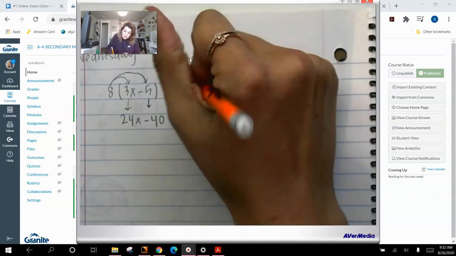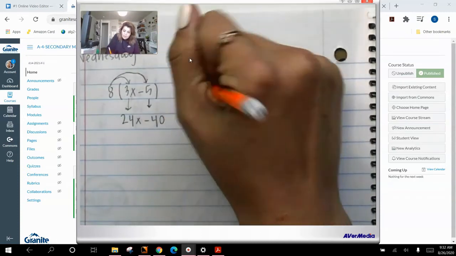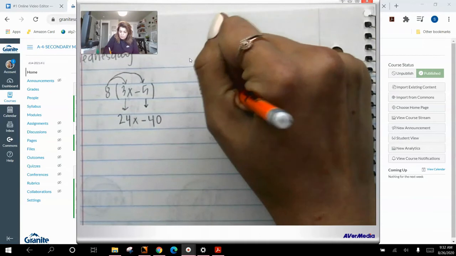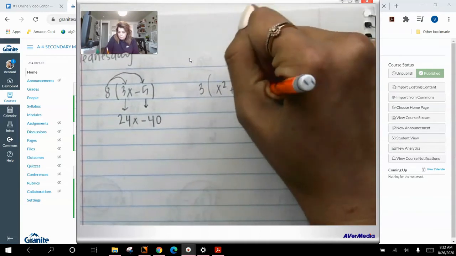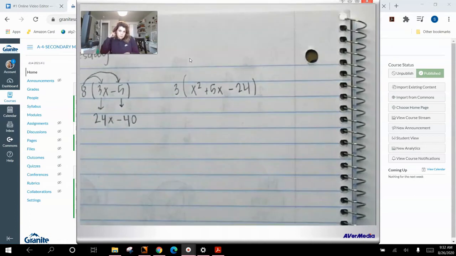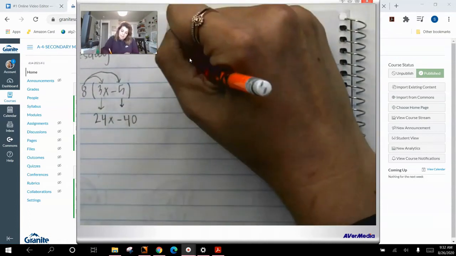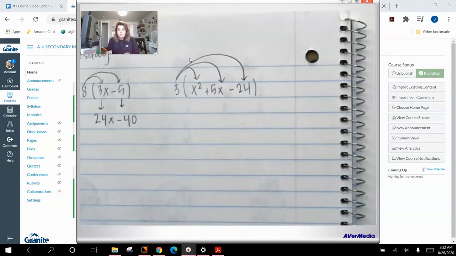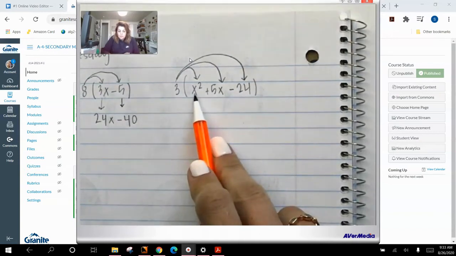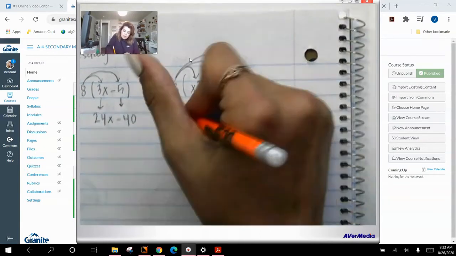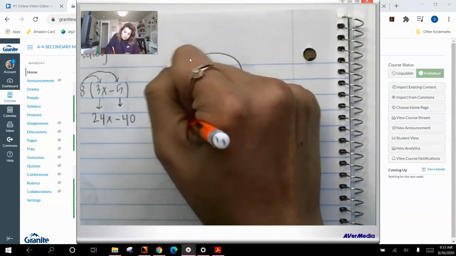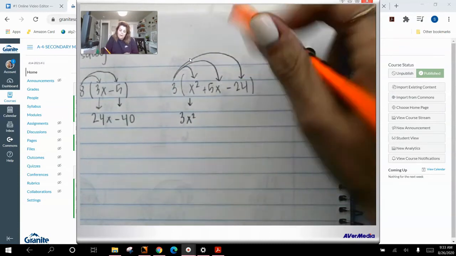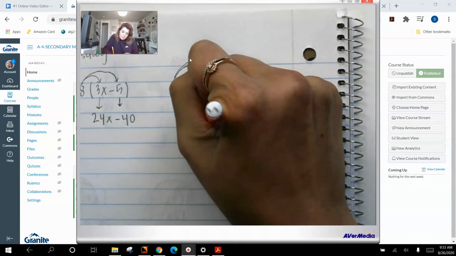So your final answer is 24x minus 40. You can also do this if you have 3 numbers inside a parenthesis. So let's say you have x squared plus 5x minus 24. So we just do the same thing. We multiply this 3 into every term inside the parentheses. So 3 times x squared, because there's no number in front of the x squared, we just put the 2 together, 3x squared. Then we do 3 times positive 5x, so that's going to be a plus 15x.